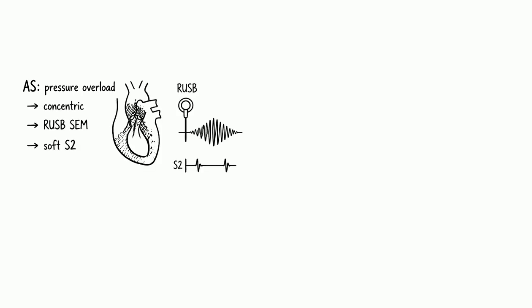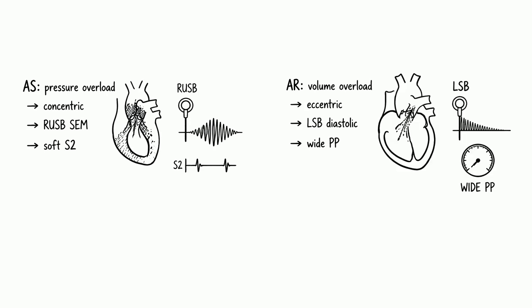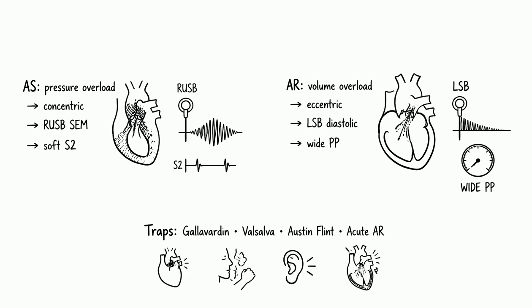Let's lock in the 3 highest yield takeaways. First, stenosis means pressure overload, concentric hypertrophy, and soft S2. Second, regurgitation means volume overload, eccentric hypertrophy, and wide pressure. Third, remember the 4 traps that commonly fool test takers. Now you can solve most aortic valve stems in seconds.